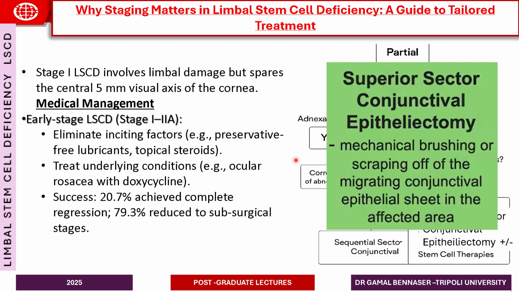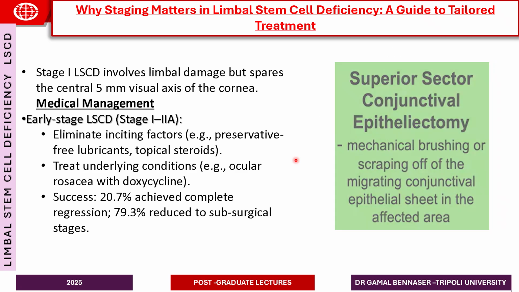However, if we go deeper and there are also associated factors in the form of severe fibrovascular pannus, we have to remove it by scraping or by what's known as superior sectorial conjunctival epitheliectomy. By scraping this pannus along with the abnormal conjunctival epithelium, this will allow space for multiplication of the normal corneal epithelium. As you can see, in our management of partial disease up to stage 2A, there is a role for medical treatment, steroids, anti-inflammatory drugs, and so on, and also treating the associated abnormalities.